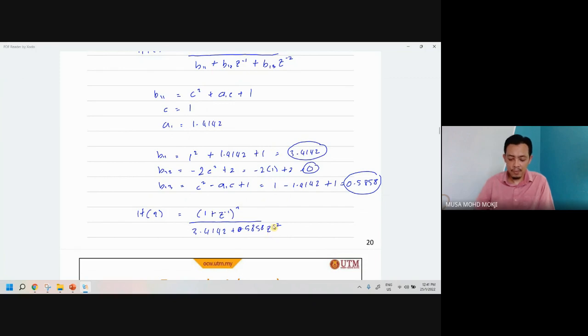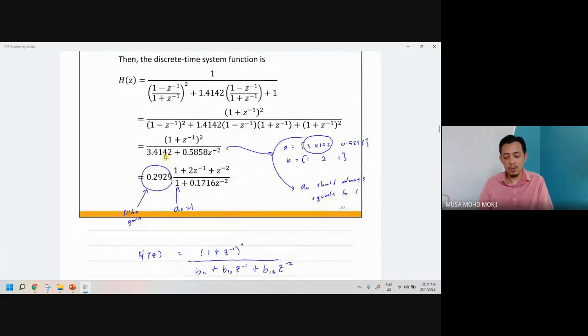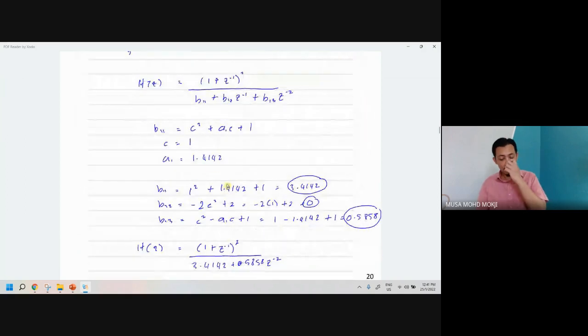Make it clear, so this is squared. And this is exactly similar to this one. So then you can do the rest. What is next? You should make sure this A0 becomes 1. So you need to factorize it. Bring this out, factorize this, and then bring it up. So then you get 0.2929. There is a name for this one. This is actually the filter gain. Using this method, it will be simpler.